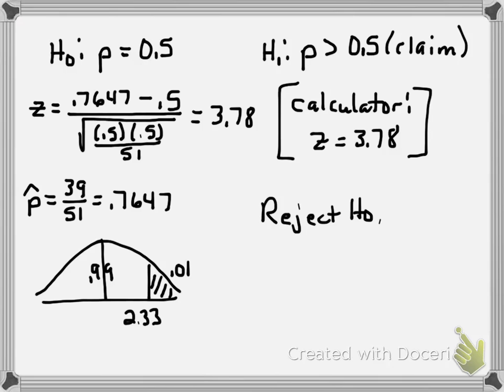So now use your note sheet to help you with the final wording. The claim is with H1, and we're rejecting the null hypothesis. So that means there is sufficient evidence to support the claim that P is greater than 0.5.